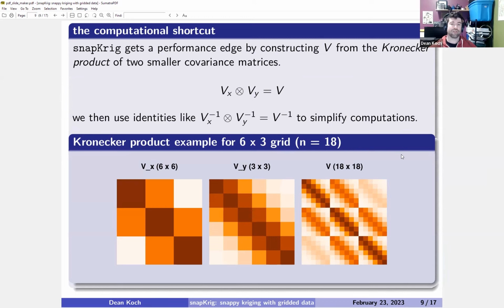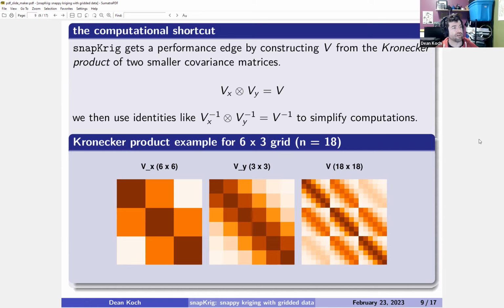So if inversion or factorization, or whatever you're trying to do to this matrix, costs you order n cubed operations, if that's the algorithmic complexity, and you're able to reduce this to a pair of smaller problems where you have n equals 6 and n equals 3, that can make a huge difference because of this cubic complexity factor in matrix operations like inversion.